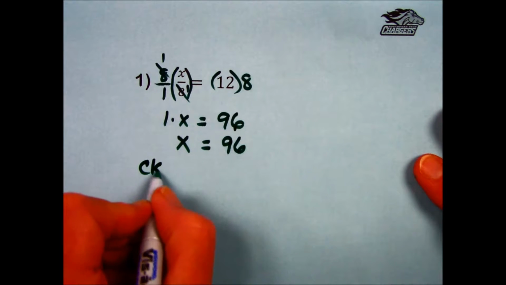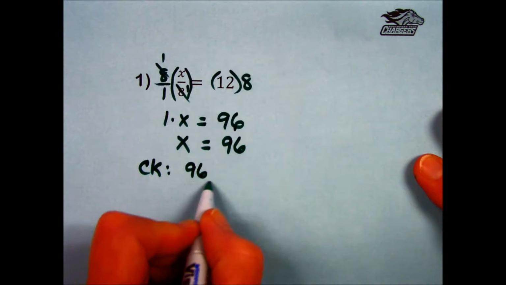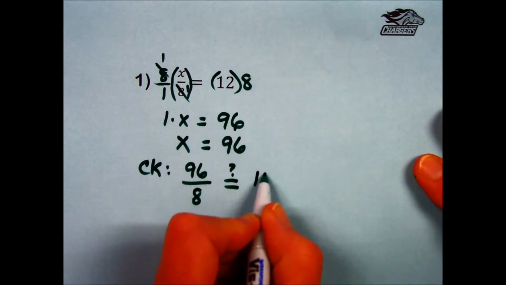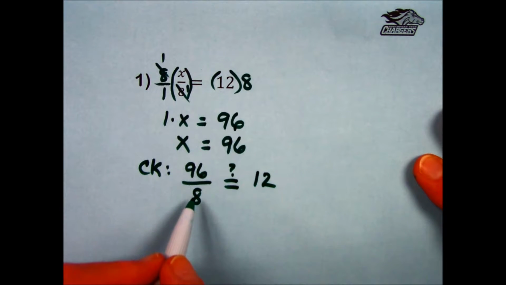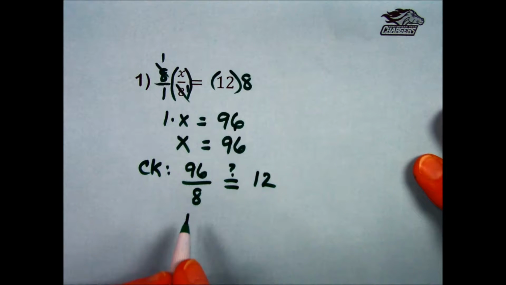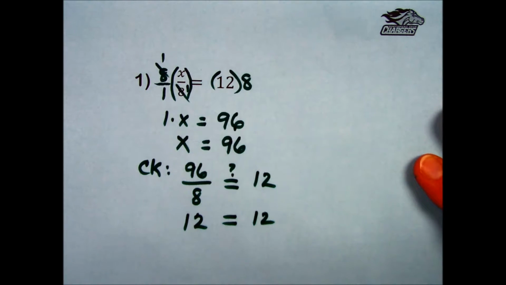Checking this, replacing x in the original equation with 96 over 8, does it result in a 12? When you do your division, 8 goes into 9 once, 8 goes into the leftover 1 and 6, for a 16, 2 times. We see that, in fact, it does give us the correct solution.